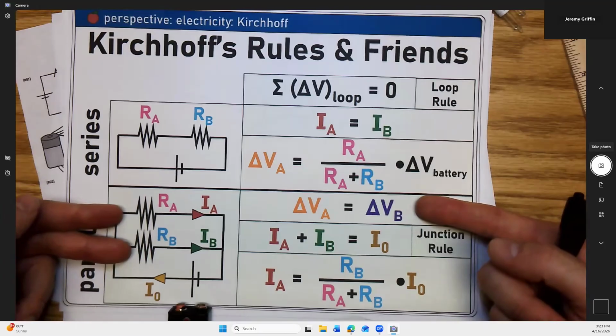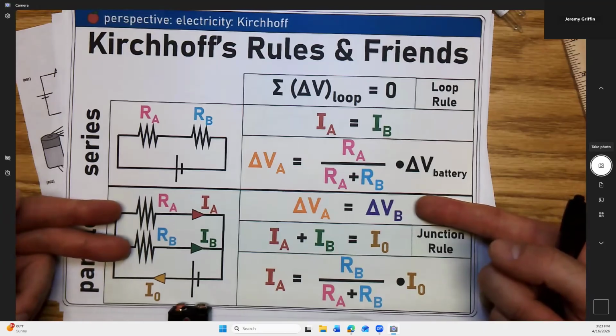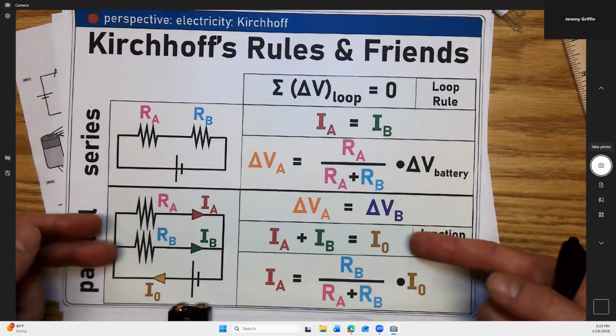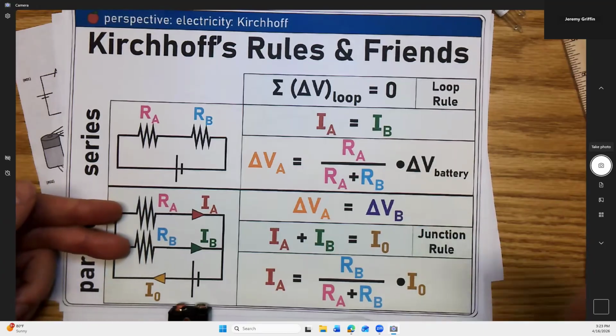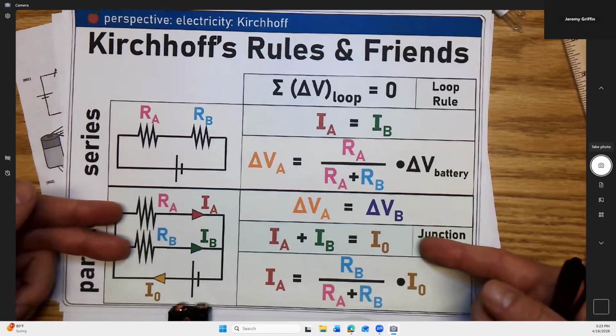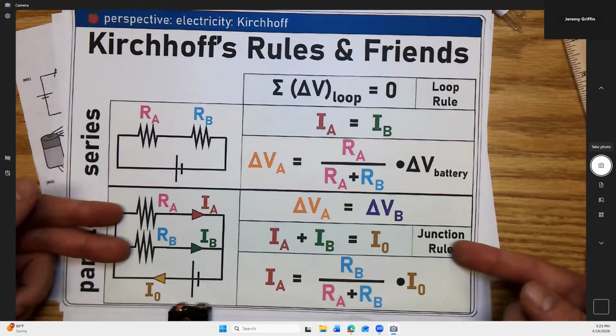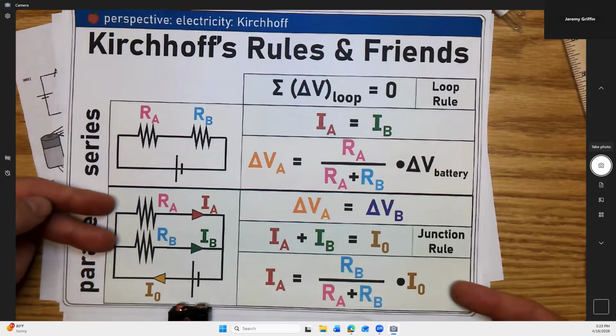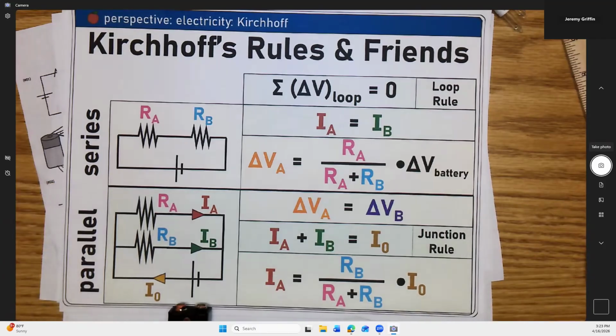The voltage has to be the same, even if they're different resistances. But the current's going to split, and the current is probably going to be different. The only way for the current to be the same is if these resistors themselves were equal to each other. But in general, that's not going to be the case. More current goes through the path of least resistance, so the current would be different.